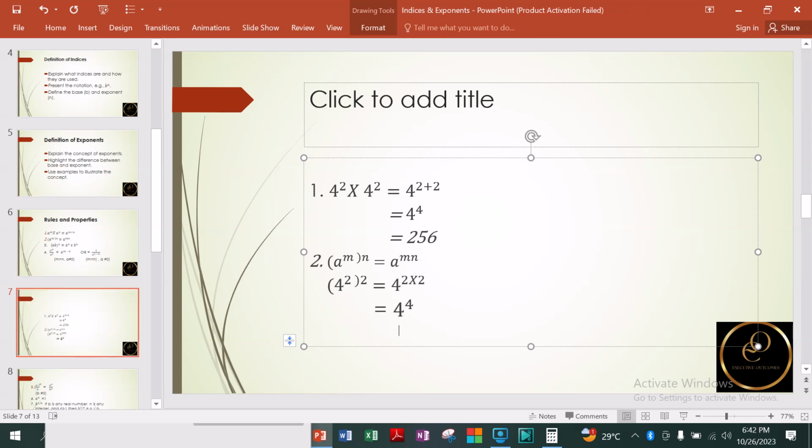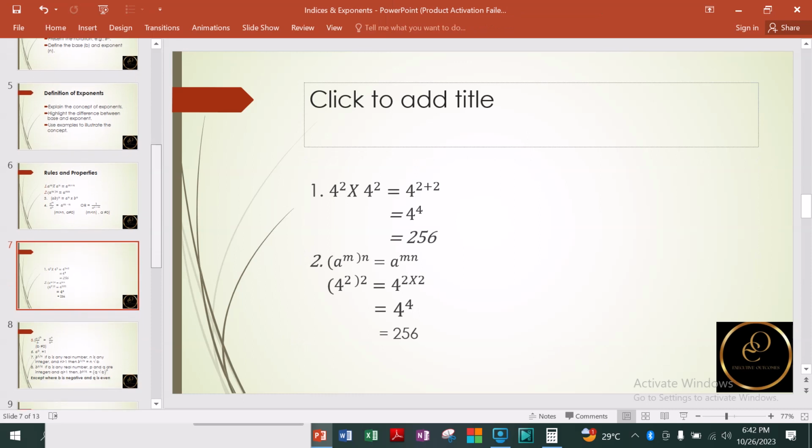Which is 256 again. So that will be the answer. So that's how these are worked out. So you get this type of multiplication. Okay. So let's look at the next one.